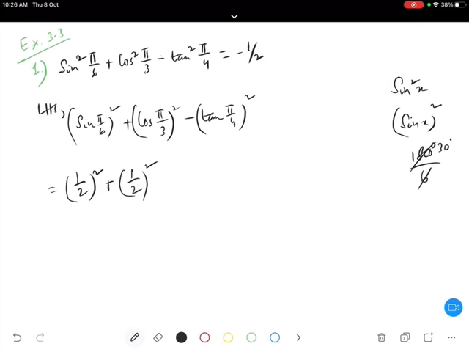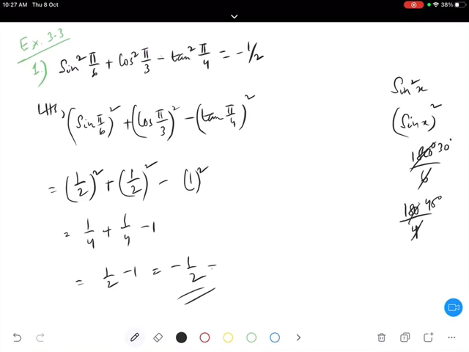Last one. What is the value of tan pi by 4? Pi means what? 180 degrees. So pi by 4 is how much? It's 45 degree. So tan 45 is 1. So how much do we get? 1 by 4 plus 1 by 4 minus 1. So 1 by 4 plus 1 by 4 is half, minus 1. So the answer is minus half. So that is my right hand side. Am I clear?